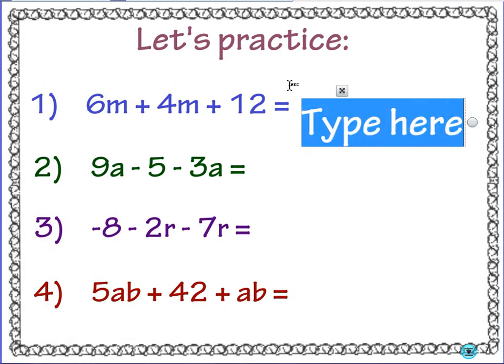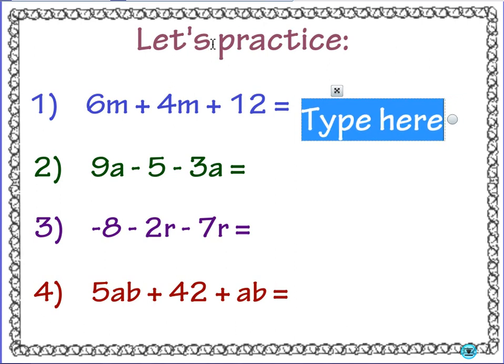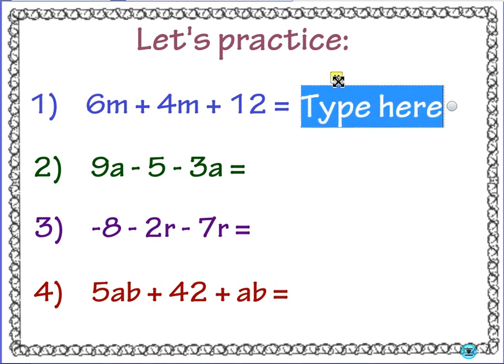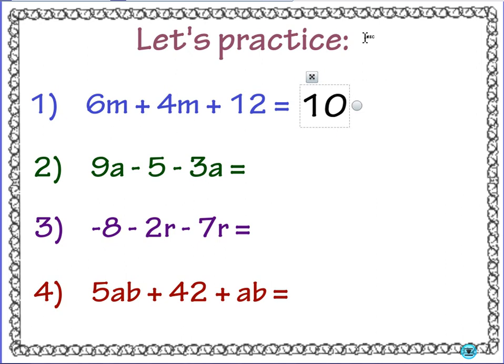We're going to practice just a little bit. First of all, here I have 6 m's and I'm adding 4 more m's. How many m's does that give me? 10 m's. What am I going to do with the adding 12 that I haven't combined with anything else? That's right, I'm going to include it anyway.